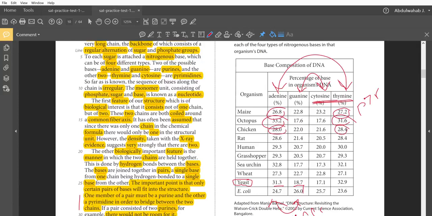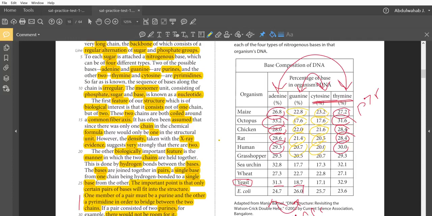So 26.8 is very close to 27.2, and 33.2 is very similar to 31.6, 28, 28.4, 28.6, 28.4, 29.3, 30, and so on. Similarly, if we take a look at the others, 22.8 is very similar to 23.2, 17.6, 17.6, 22, 21.6. These amounts are really close to each other, which indicates that we have the same amount of those pairs, which indicates that they are, in a sense, pairing with each other.